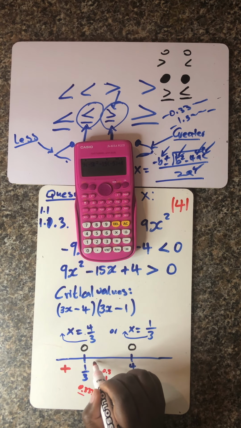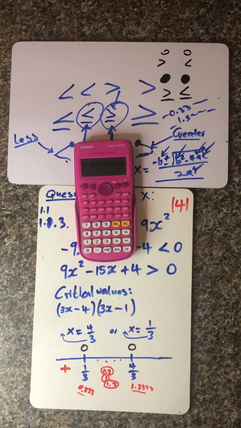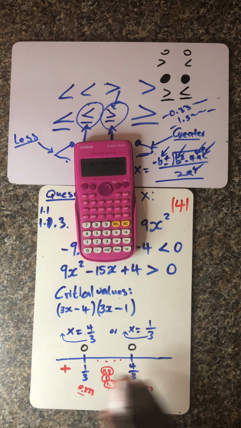Just use the numbers in between. Okay, so let's substitute 0.5, and you can substitute 1, the other one can substitute 1.2. We just want to see if, when we punch it in and press equals, we get a positive or a negative number. That's the main purpose of this exercise.